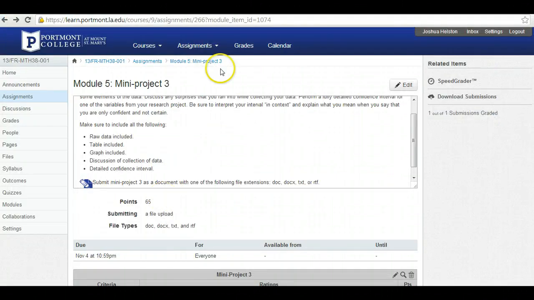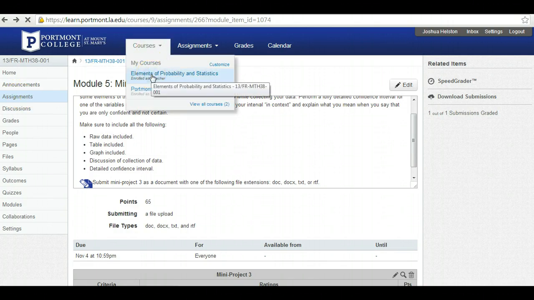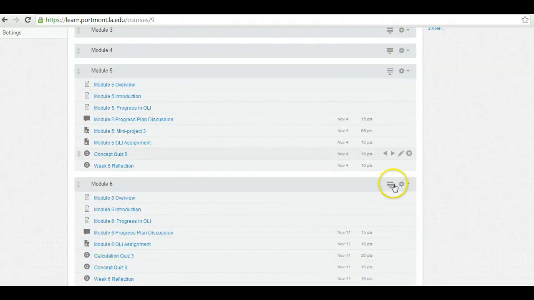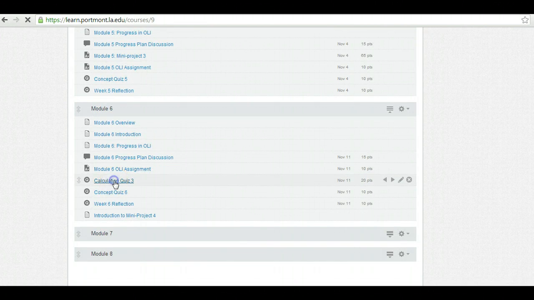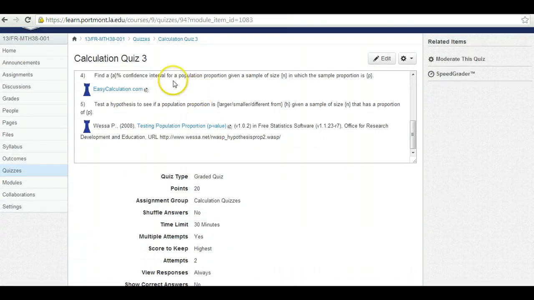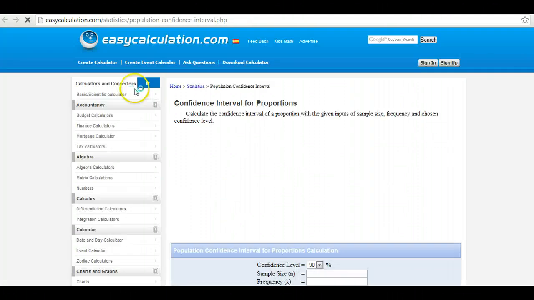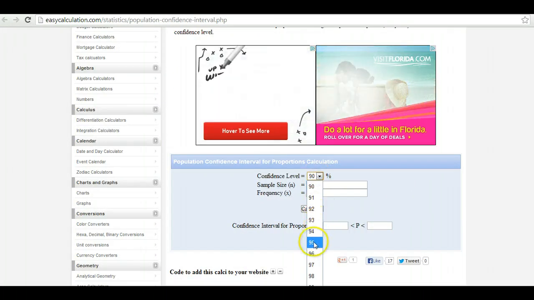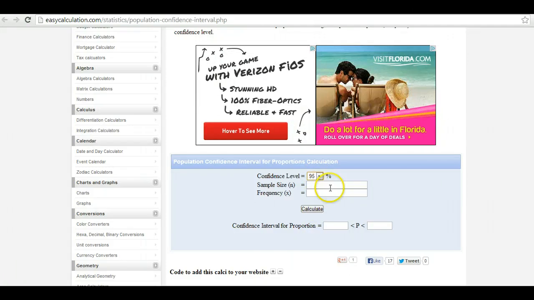Now, just for a little bit of extra detail, if you go into our class, courses, elementary prob stats, you can go down into module 6, which has a calculation quiz on it. And on that calculation quiz, there's actually a website. One of the instructions here is finding a percentage confidence interval for a population proportion given a sample of size n with a sample proportion. So if you pull up that calculator, which will be useful for the next calculation quiz, so it's good to get used to it now, you can say I want it to be 95% confident.